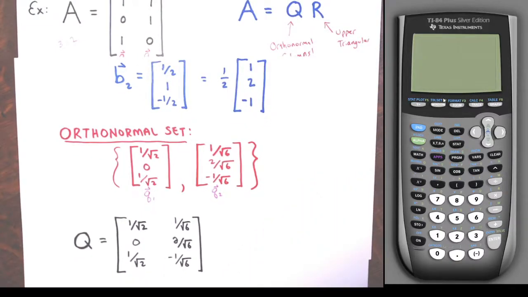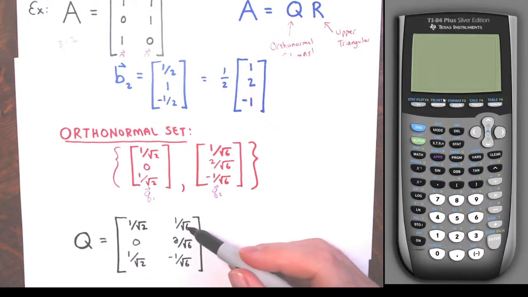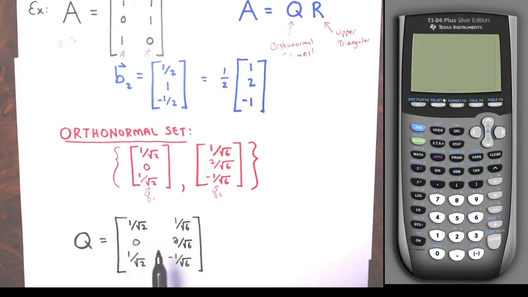All right, and again, only the columns are orthonormal, not the rows, right? If you looked at the rows, they aren't unit vectors. The rows do not form an orthonormal set. They're not even independent. It's only the columns.